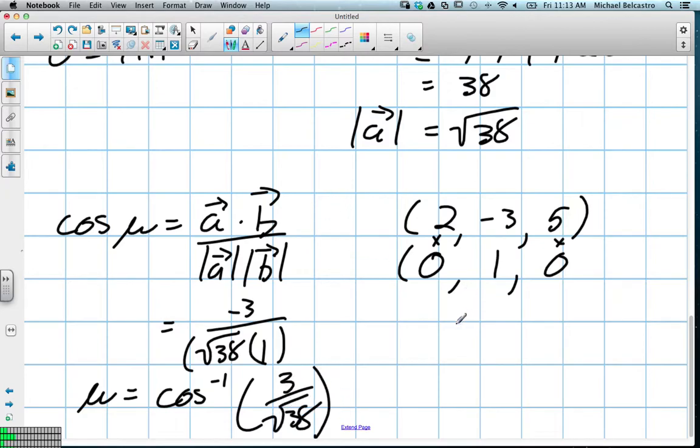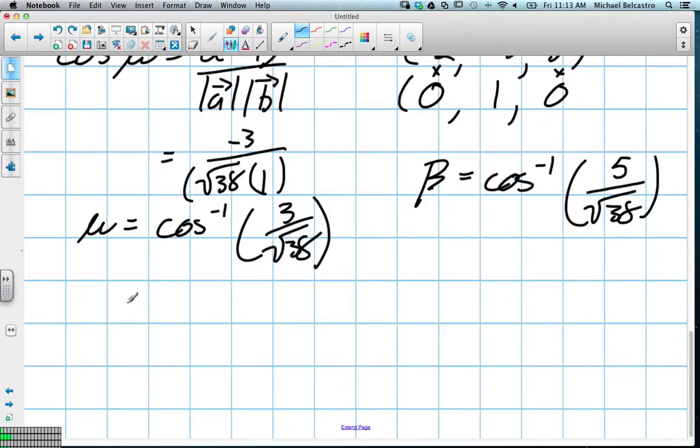Just to speed this process up a little, for our last one I'll make up a symbol, beta. We'll say beta here is our last angle. It is the cos inverse of 5 divided by root 38. If somebody would like to give us a hand. There you go. You're 100% right.